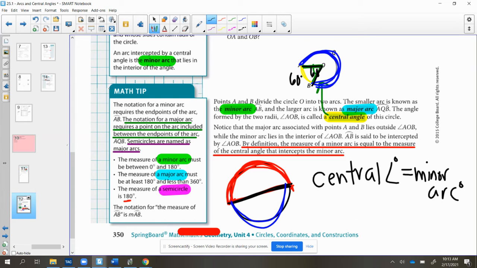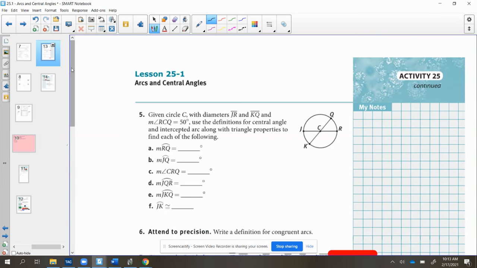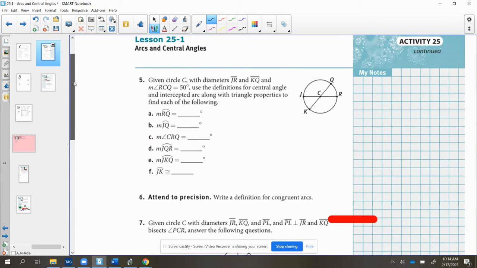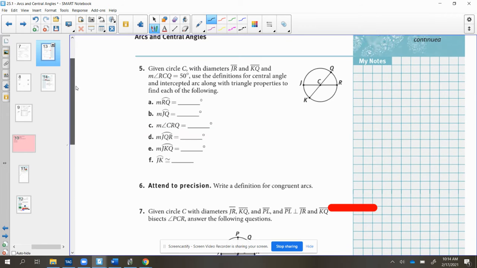Okay. Now, as we move on to the next page, we want to start using some of that fact. So notice they're telling us a little bit of information in number 5. They're telling us that we have JR cutting our circle into 2 congruent halves. And then we have angle RCQ is going to measure 50 degrees. So angle RCQ is this angle here.